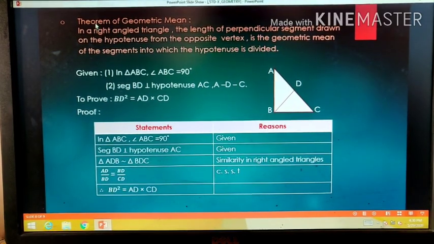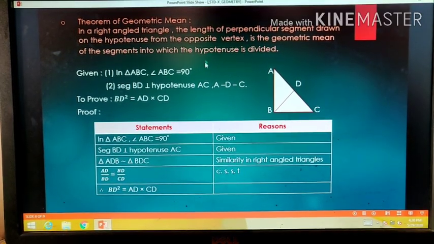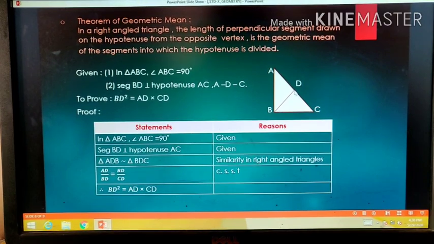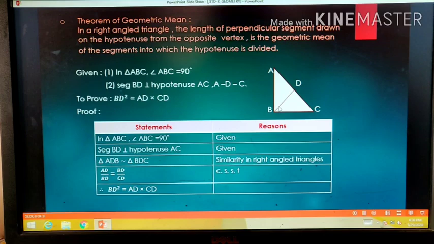Then theorem of geometric mean. In a right angle triangle, the length of the perpendicular segment which is drawn on the hypotenuse from the opposite vertex is the geometric mean of the segments into which the hypotenuse is divided.